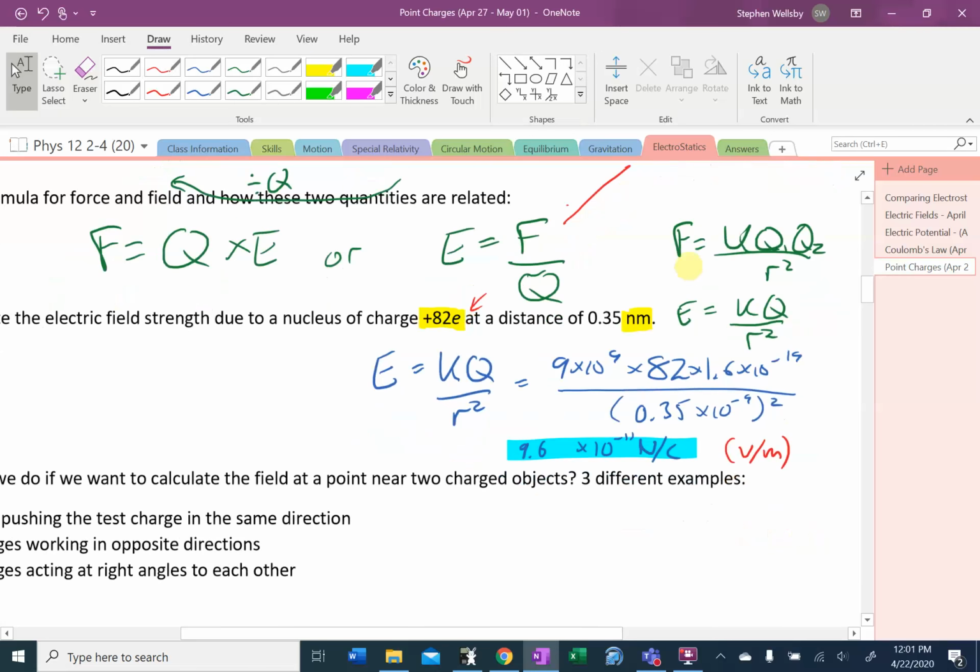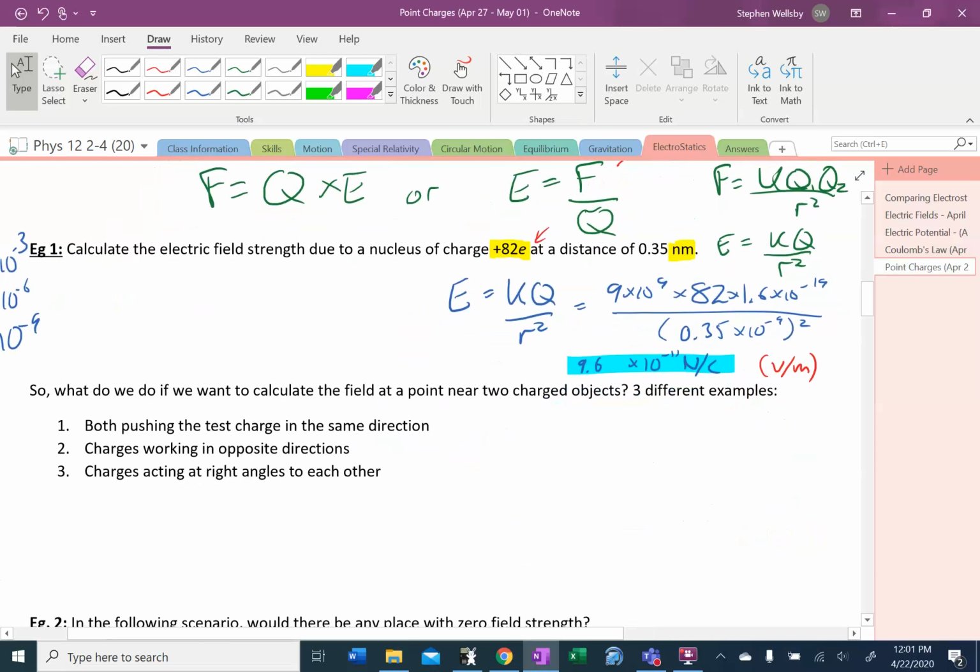Okay, and let's look at this question here. So what do we do if we want to calculate the field strength when there are 2 or more charged objects? Well, let's give 3 different examples here and see what they look like. So let's look at example number 1.